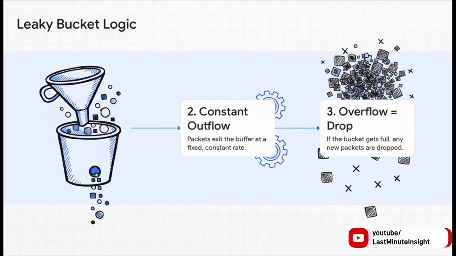The logic is really simple and really strict. Packets arrive, they go into a queue, that's our bucket. The network then pulls packets out of that queue at a fixed rate. But here's the catch. If a huge burst of traffic comes in and the bucket is already full, any new packets are just dropped. Poof, they're gone. It's rigid, for sure, but it does protect the network from getting totally overwhelmed.